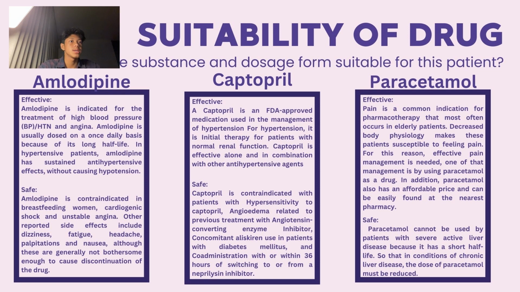Amlodipine has no negative inotropic effects at therapeutic dosage. The second drug is captopril. Captopril is an FDA-approved medication used in the management of hypertension. For hypertension, it is initial therapy for patients with normal renal function. Captopril is effective alone and in combination with other antihypertensive agents.